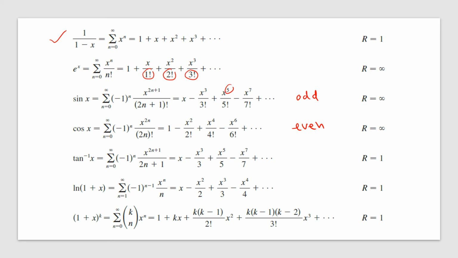Now, how to get the tan inverse? If you go to tan inverse, you can see it is very similar to sine, but you don't have the factorial. So that's the only difference. You don't have the factorial. Okay, so the factorial term is missing. That's the difference between sine and tan inverse x. There's no factorial.